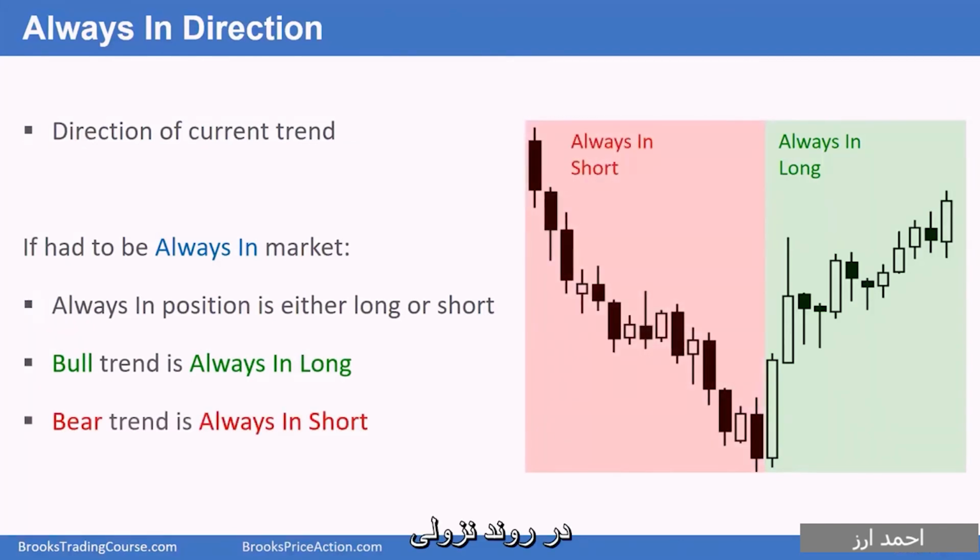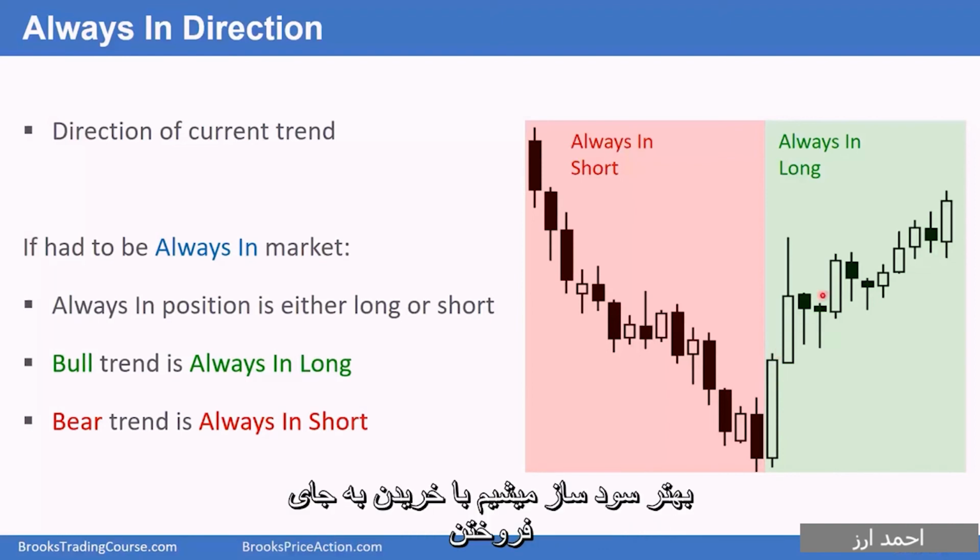In a bear trend, the market's always in short. At this moment, do I want to be long or short? If I had to be in the market this instant, if I had to be always in the market and it's right at this instant, I want to be short. The market's always in short here, and somewhere in here, it became always in long. Traders thought it was better to be long, easier to make money being long than short.